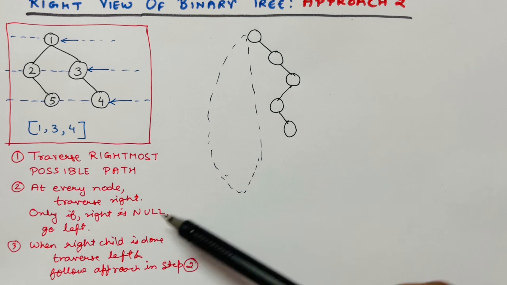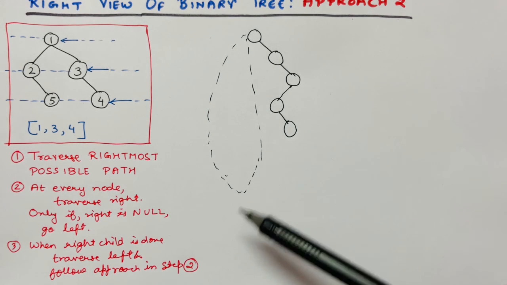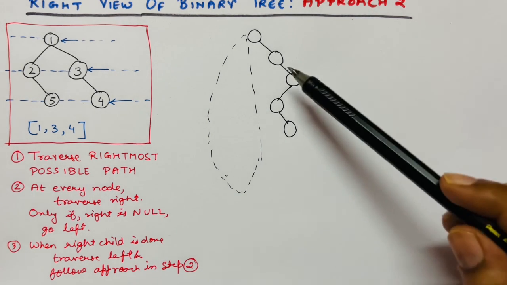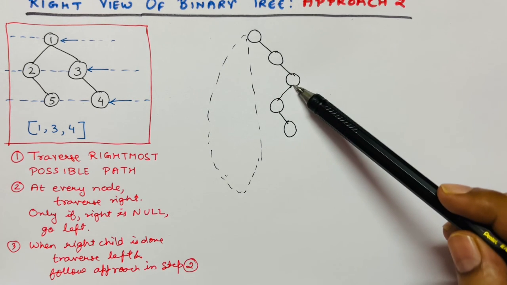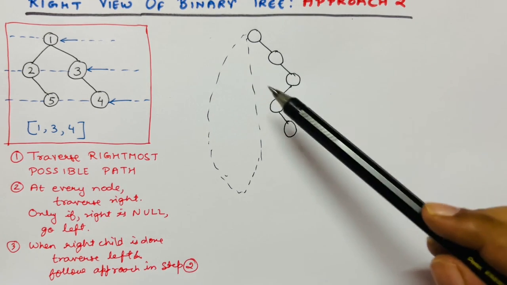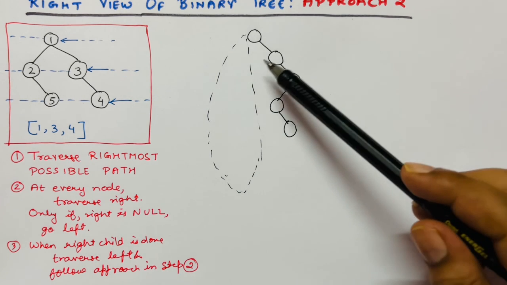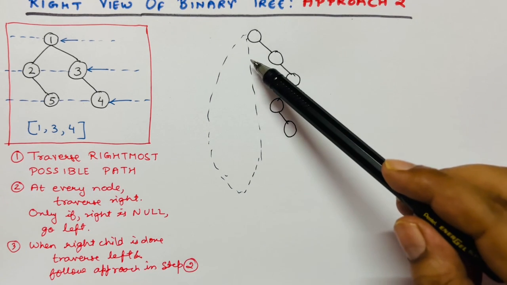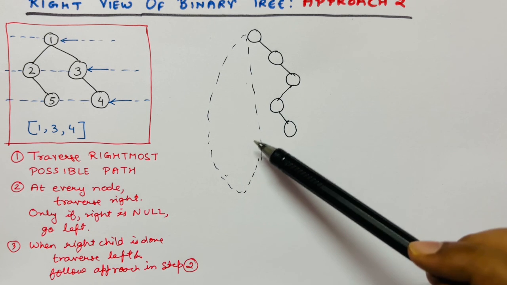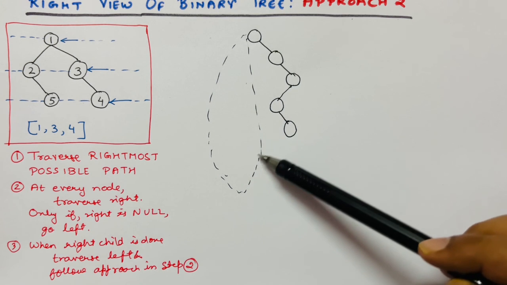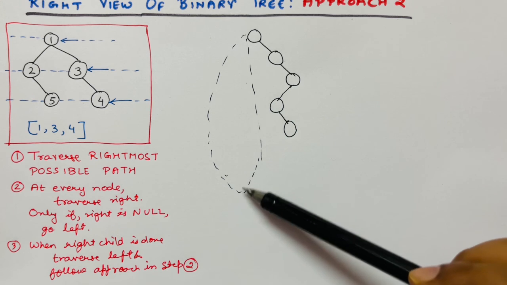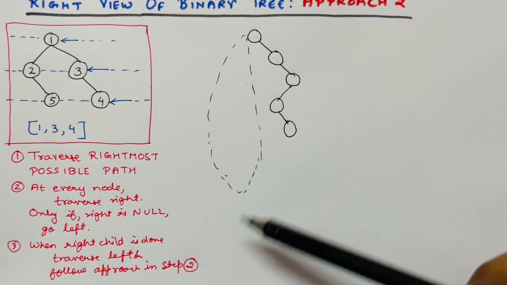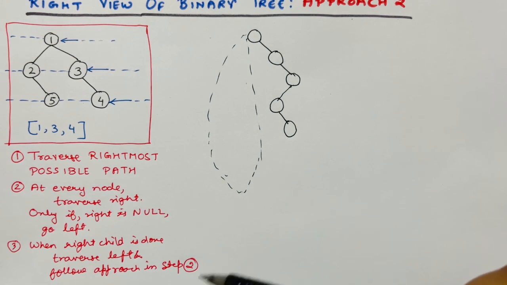In step 2, we will try to go to the rightmost points only. But for any level, let's say at this level or this level, we have already seen what the rightmost elements are. We don't need the rightmost elements in this tree at these levels. We only need the rightmost elements in the new levels that we have not discovered so far. That means when traversing the tree, we also need to keep track of the maximum level that we have seen so far.